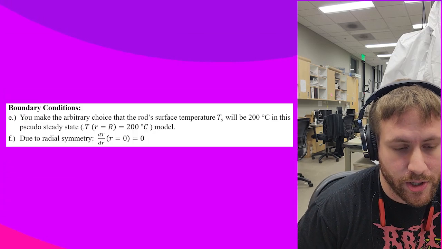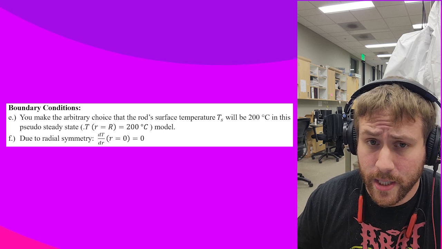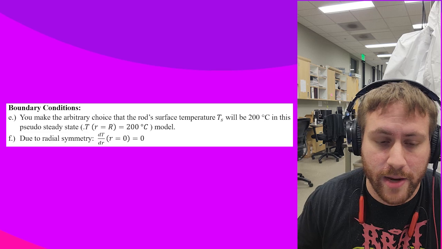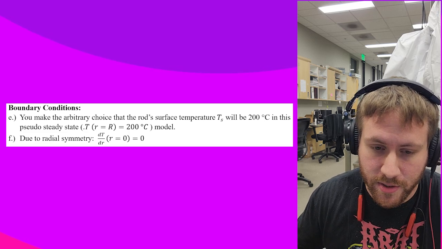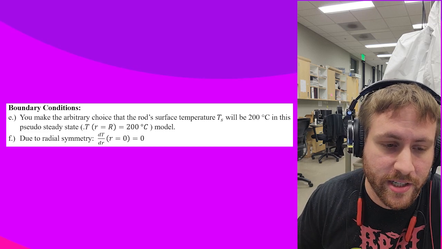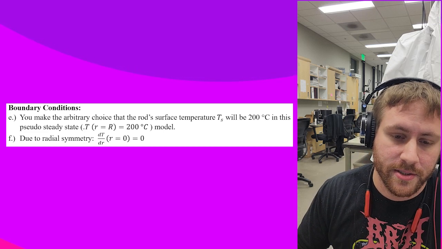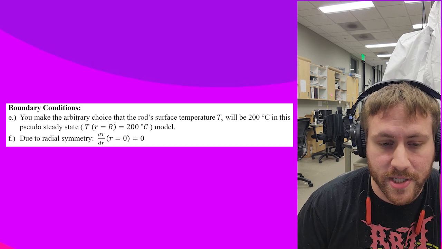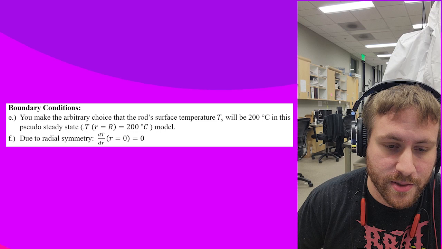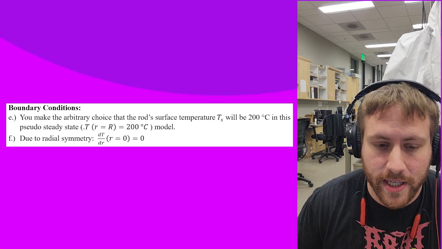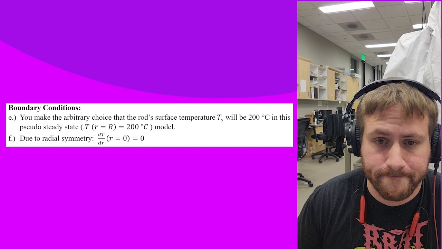And then boundary conditions. We're given from our coworker that the surface temperature, so at the radius R of 0.5 meters, the temperature is 200 degrees C. And then we can also make this assumption, which is true for cylindrical coordinates. Due to radial symmetry, at the center of the rod, the first derivative of temperature is equal to 0, there's no temperature derivative.